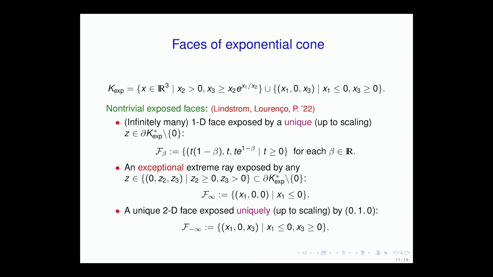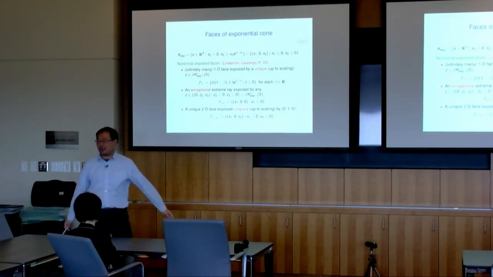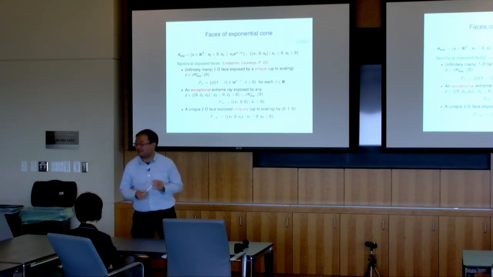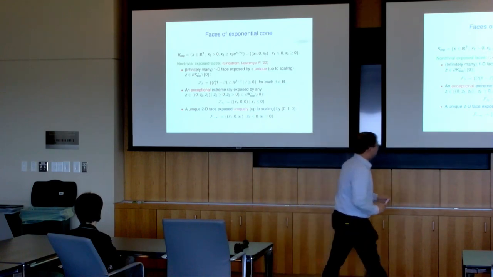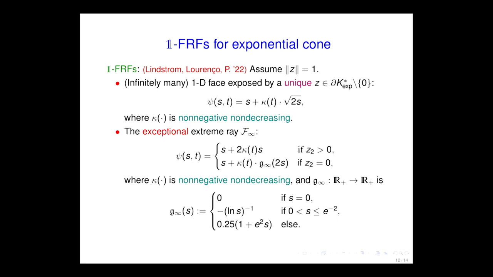What about the vertex? Oh, that's interesting. From our procedure, you can see that we will never get that face if you just apply it to the exponential cone feasibility problem. But if you consider product cones, we will need to take that into account. Because our procedure stopped in one iteration, you will only get these exposed faces.